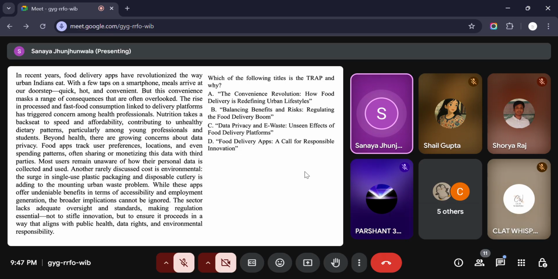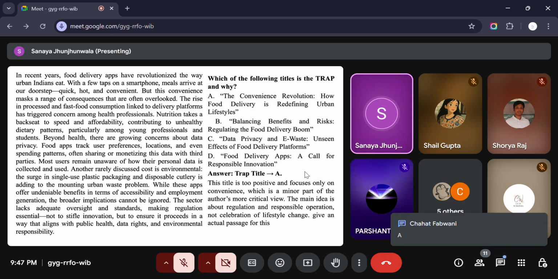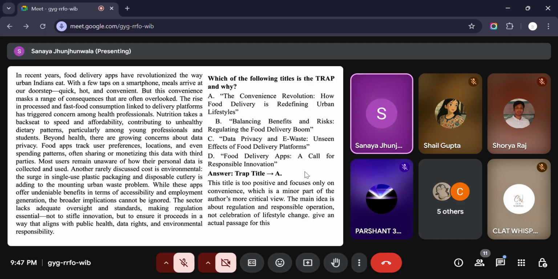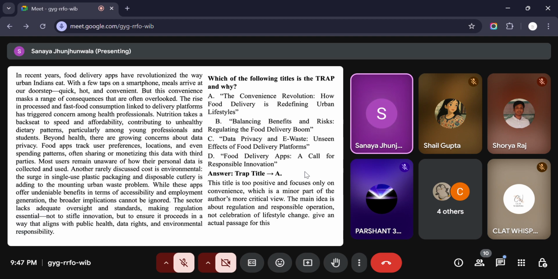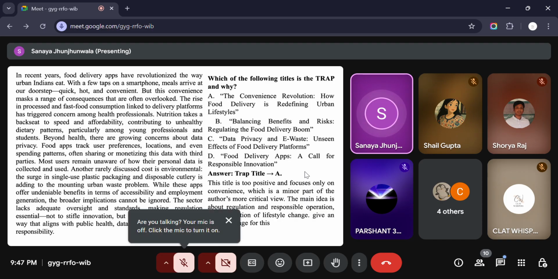Okay, so Anurag is of the opinion that the trap is basically A, while D is completely unrelated. Let's see. So, the trap title is A. The convenience revolution, how food delivery is redefining urban lifestyles. It is not the main idea, basically. It is talked about in the passage, but it is not the main idea, so it cannot be the title. The title is too positive and focuses only on convenience, which is a minor part of the whole passage. The main idea is about regulation and responsible operation, not celebration of the lifestyle change.